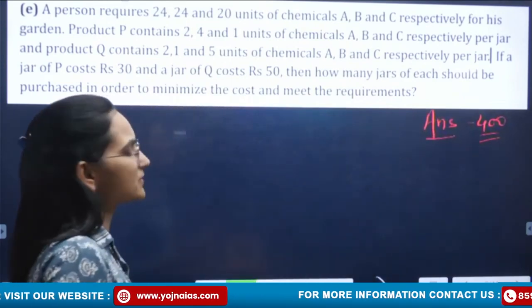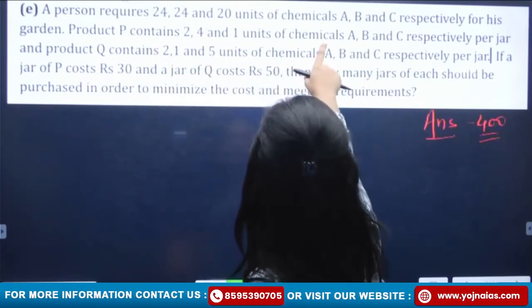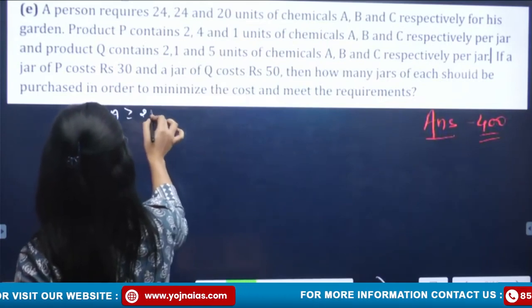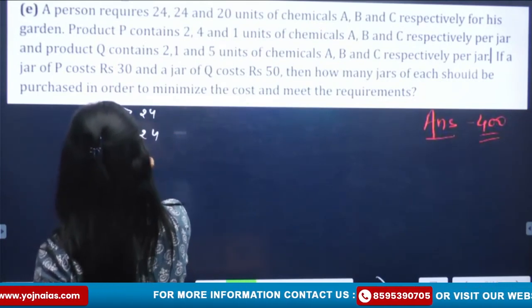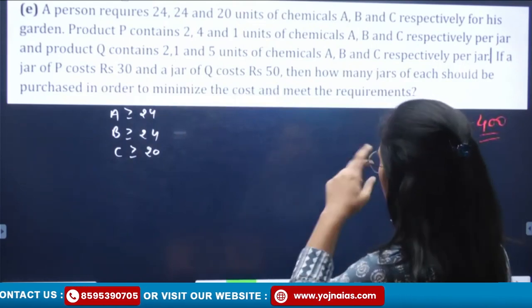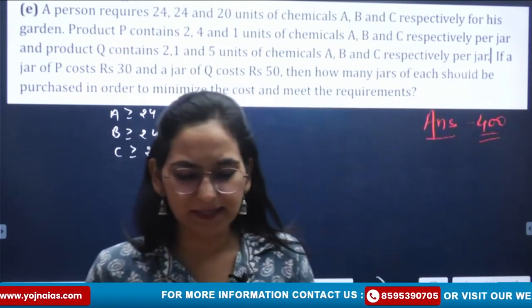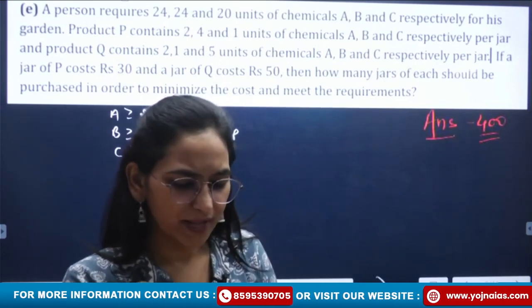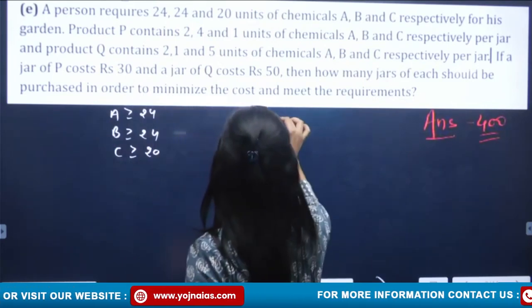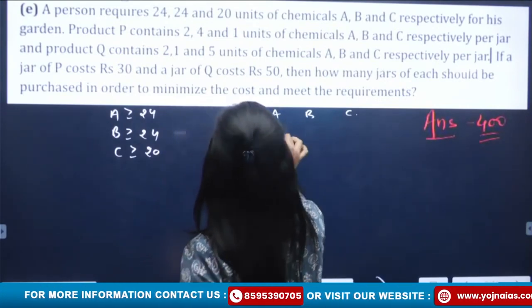That means you need to minimize the cost. What will I assume? They are saying a person requires this many units of chemicals. At least that much is needed, more is fine, no problem. So A should be greater than or equal to 24, B should be greater than or equal to 24, and C should be greater than or equal to 20. For his garden, product P contains this much. Let's assume we buy X jars of product P, and Y jars of product Q. Then write from here A, B, C: P would contain 2 units of A.